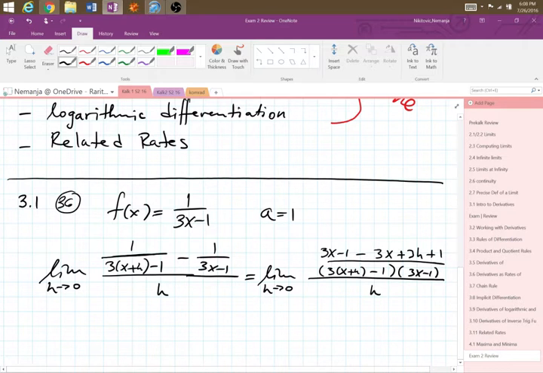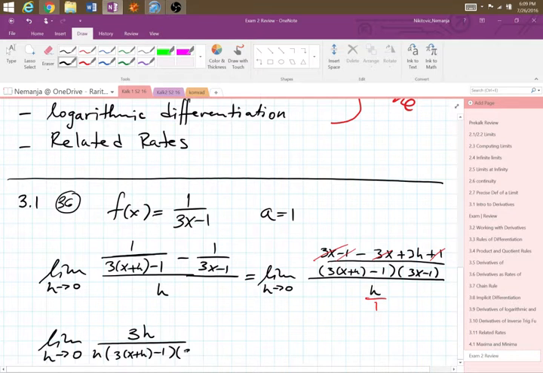So now you see that in the numerator, all of these guys cancel, leaving only 3h. So what do we have? We have the limit as h goes to 0, and I'm going to deal with a double fraction now, which means that I can put h over 1. That's a common trick, right? So now two that are far apart multiply on top, so that's going to be just 3h. And two that are close by multiply on the bottom, which means h times the whole mess of 3x plus 3h minus 1 times 3x minus 1.